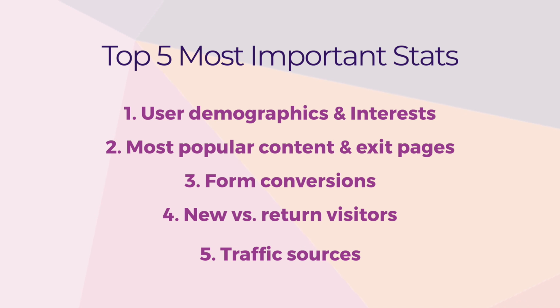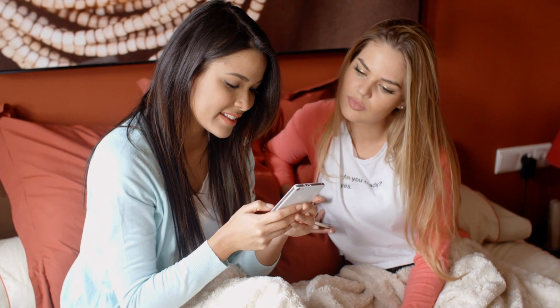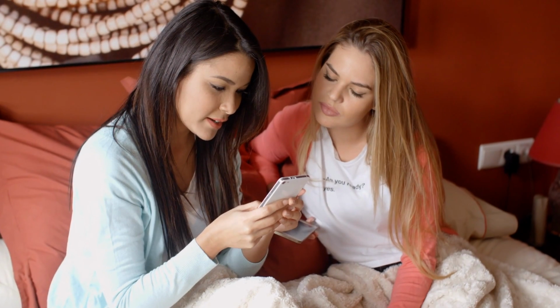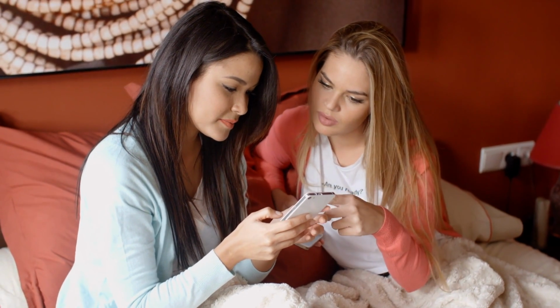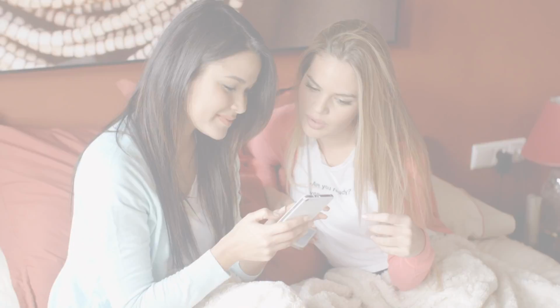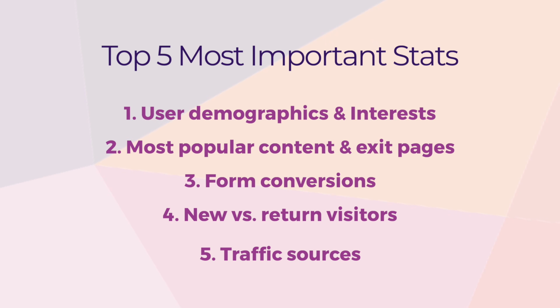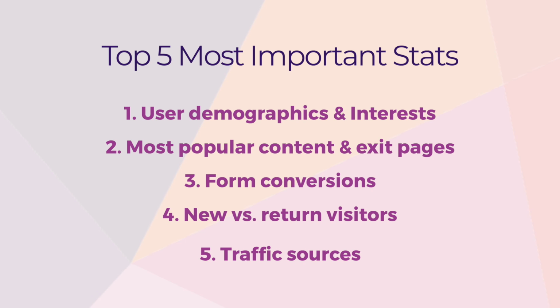If you know more about them, your guests, and what they like, you can target them in your marketing. Most popular content and exit pages: what they like and don't like on your site, where do they leave from? Forum conversations: what do they like interacting with? And of course, new versus return visitors. How many new or unique people have visited your site? Are you getting new people with some of your activities? You also want to look at traffic sources. Where are your users coming from? Organic search, referrals, direct, paid search, maybe paid social.